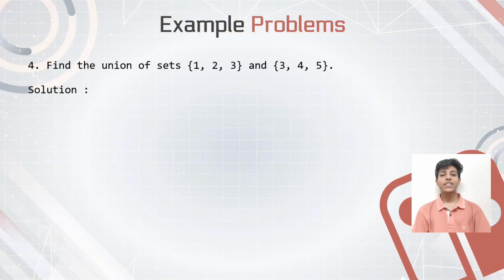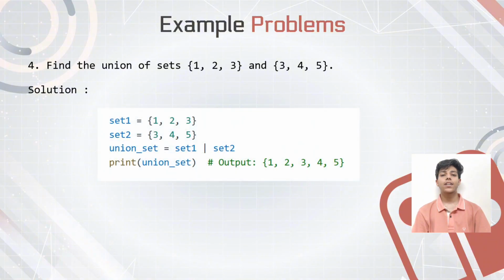Now, the fourth question wants us to perform union on these two given sets. So first of all, we'll create the first set and give it the values it has been indicated with, and then we'll create the second set and similarly give it the values it has been indicated with. Then we'll create a union set which will store the union of set 1 and set 2 as it is indicated over here, and finally we'll print the union set to get our output.